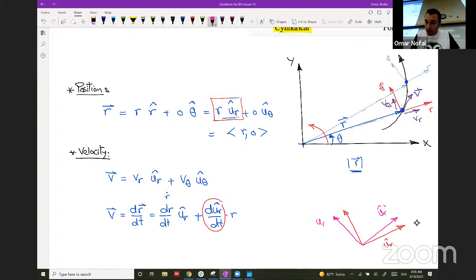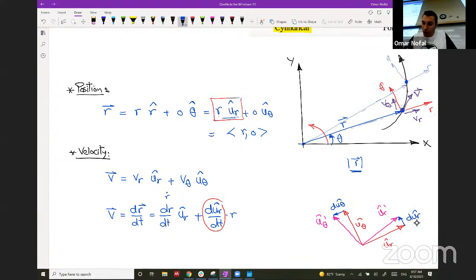This is the u theta hat dash. So this is how the ur is changing. The direction is changing. And let's put this as u theta. All right. So what we need to know is the value of the dur hat and the value of the du theta hat. So how can we get this?